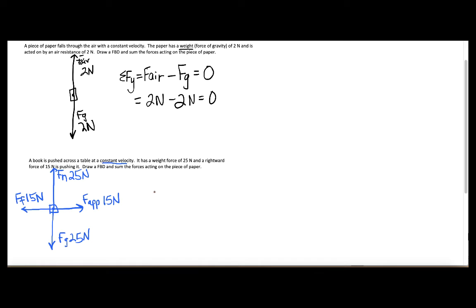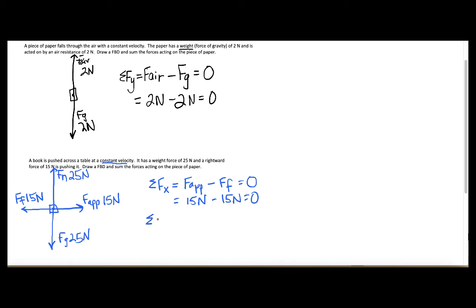And so I'm going to sum my forces in the x direction separately from my y direction. So the sum of the forces in the x direction, I have 15 newtons, so I have that F applied, and then the friction is going in the other direction, so it'll be subtracted from it. And we know that these are balanced, so they have to equal 0. And so that F applied is 15 newtons minus my force of friction, which is also 15 newtons, and that equals 0.